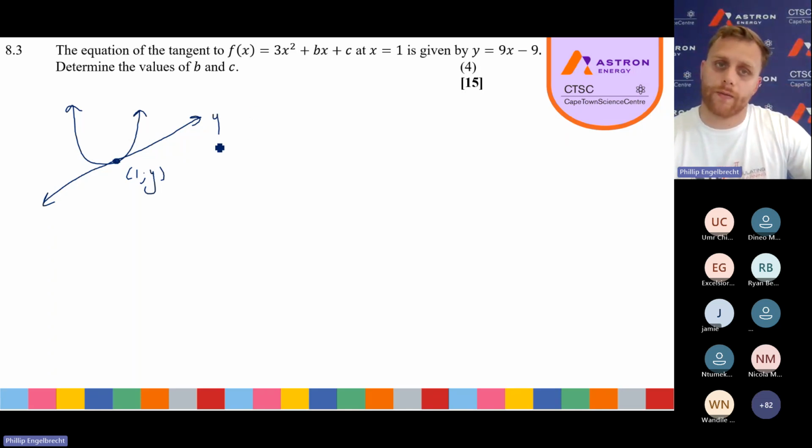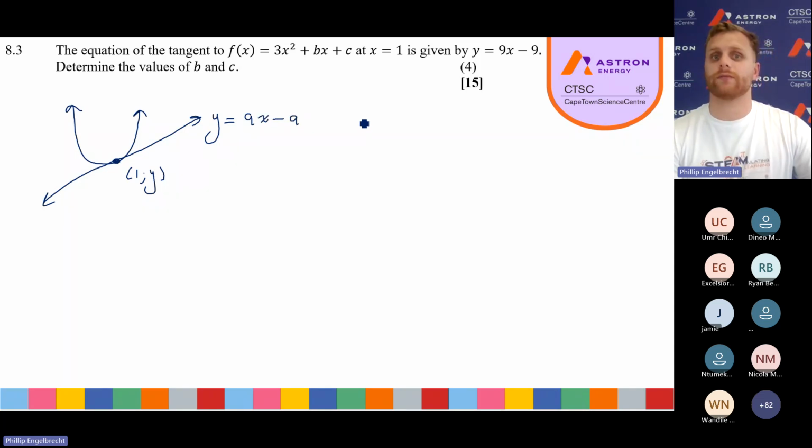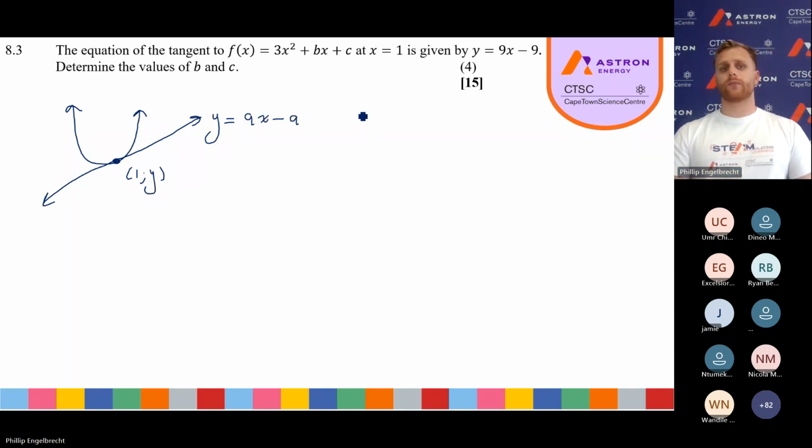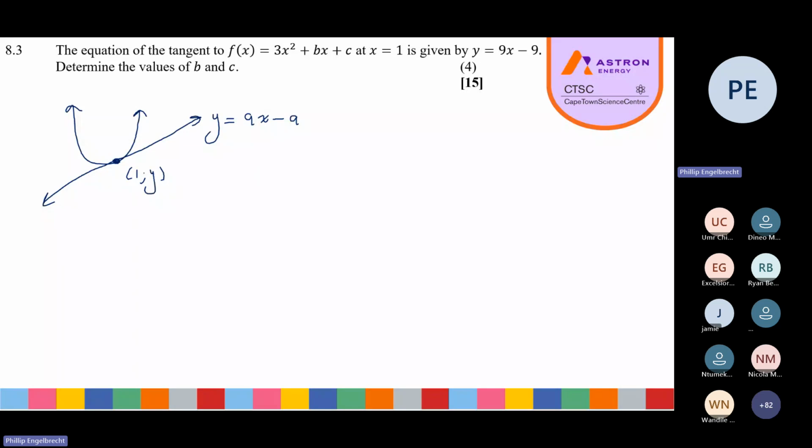However, I know that the equation for my tangent is y is equal to 9x minus 9. Okay? And we basically want to find what is the equation for the original graph. So we have to determine b and c. Now, guys, you're going to answer this one for me. You have 4 minutes to answer this. You can say what b and c is in your answers. Okay? You guys can start now.